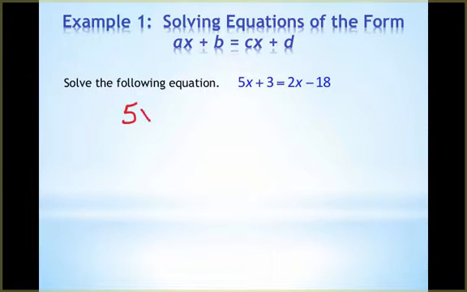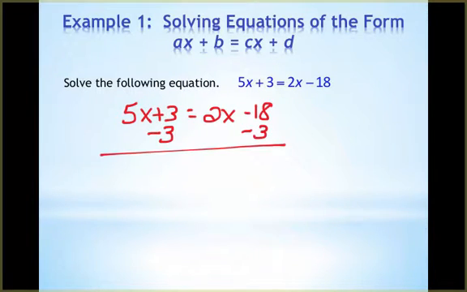Say we have 5x plus 3 equals 2x minus 18. Well, we have no grouping symbols and we have no like terms on each side. So what we're going to do is get our variables to one side and our constants to another. I like to try to get my variables over to the left and my constants to the right. Sometimes it's easier to do that in a different order, but I'm going to start by subtracting 3 from both sides. When I do, I get 5x equals 2x minus 21.